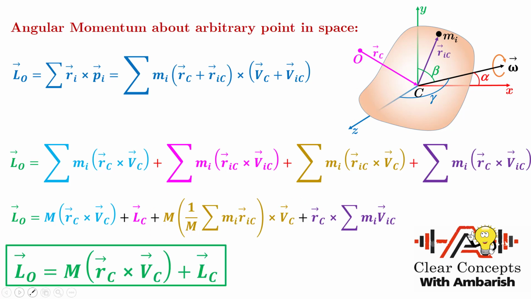So this term goes to 0, that term goes to 0, and the whole thing simplifies to L about O equals M times Rc cross Vc plus Lc. This Lc is the angular momentum about center of mass, and you can say M Rc cross Vc is the angular momentum of center of mass, although that's not a very good use of language. Just for memorization you can think of it like the river boat problem, where velocity of boat is velocity of river plus velocity of boat as seen from river. That's not a very good use of physics language, but you can memorize it like that. So it is angular momentum about center of mass plus angular momentum of center of mass, capital M times Rc cross Vc. Try to keep this in mind. We'll be solving the problem now.